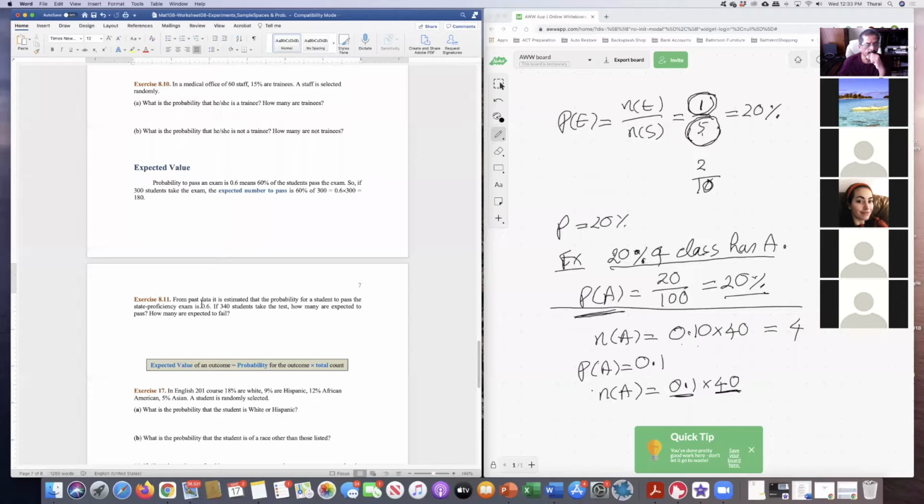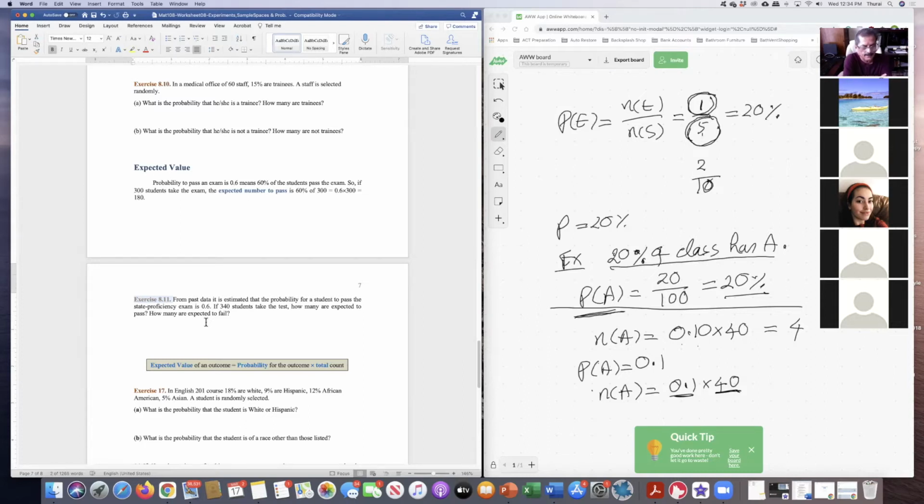From past data, it is this exercise. I expect you to answer that. From past data, it is estimated that the probability for a student to pass a state proficiency exam is 0.6. And if 340 students take the tests this year, how many are expected to pass? Okay, what did we do? 0.6 times 340. Right, 0.6 times 340. And how many are expected to fail? That's the same as 0.4 times 340, the opposite, remaining probability, or the remaining students.